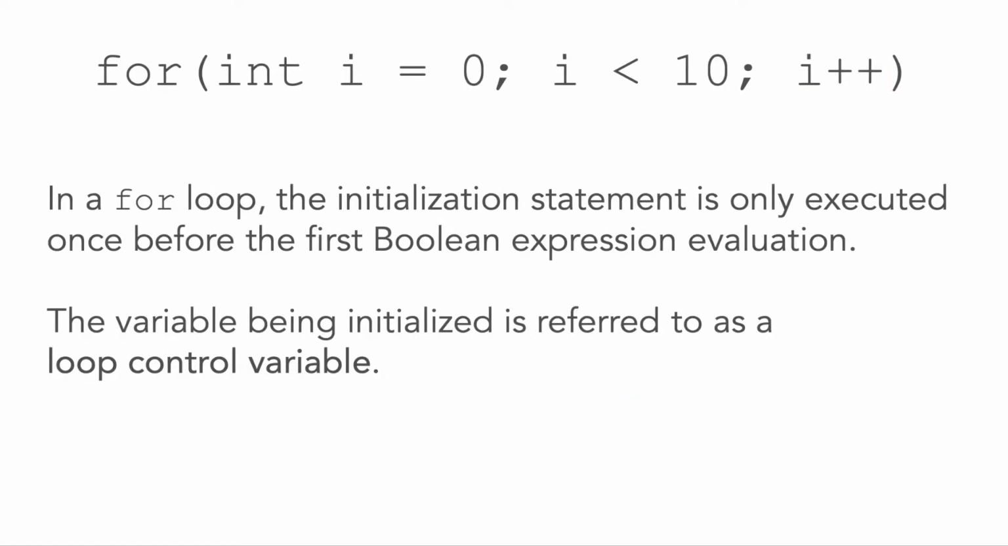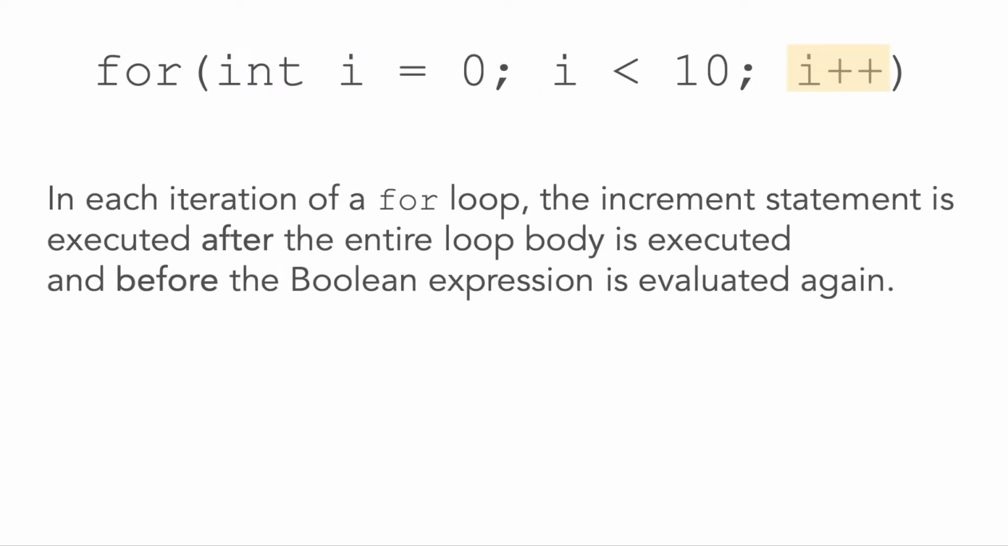In a for loop, the initialization statement is only executed once before the first Boolean expression evaluation. The variable being initialized is referred to as a loop control variable. In each iteration of a for loop, the increment statement is executed after the entire loop body is executed and before the Boolean expression is evaluated again.